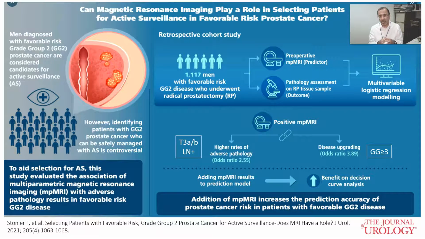So this is a study that's recently been published in over 1,000 men undergoing a prostatectomy for grade group 2 disease. You can see that if you had a positive MRI, you are more likely to have adverse pathology on the prostatectomy specimen or disease upgrading. So the presence of a visible lesion predicted for an unfavorable pathology.